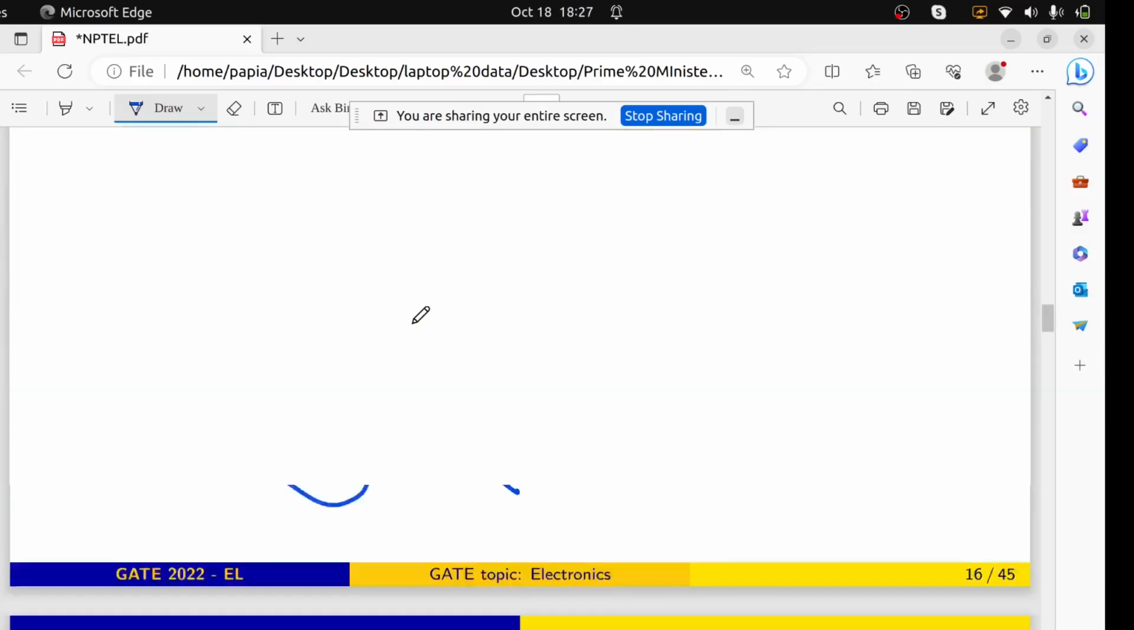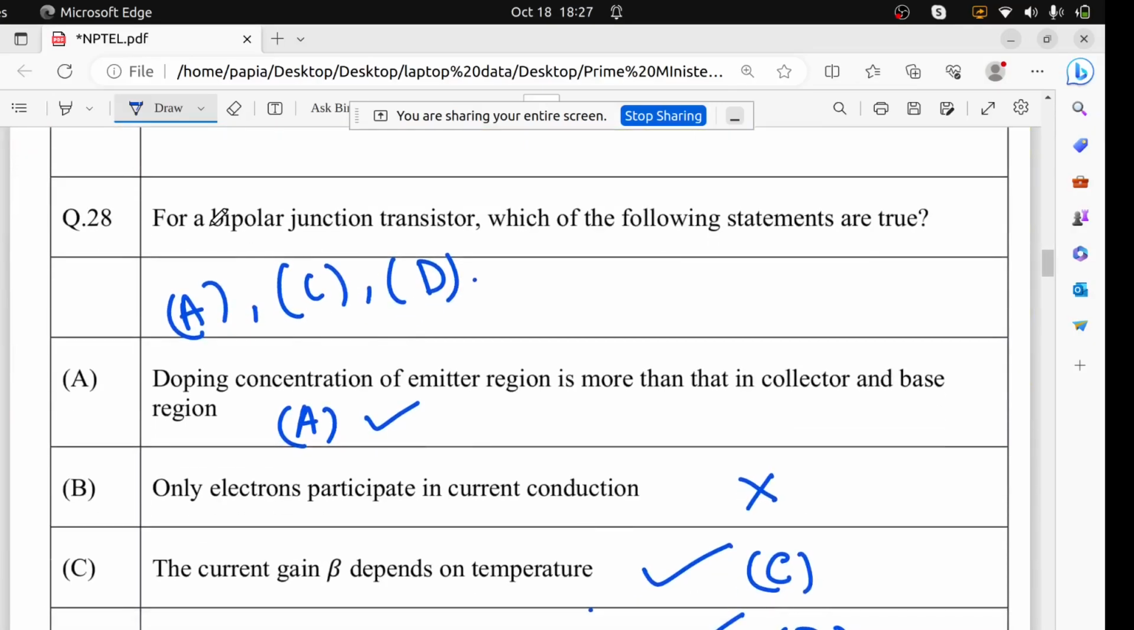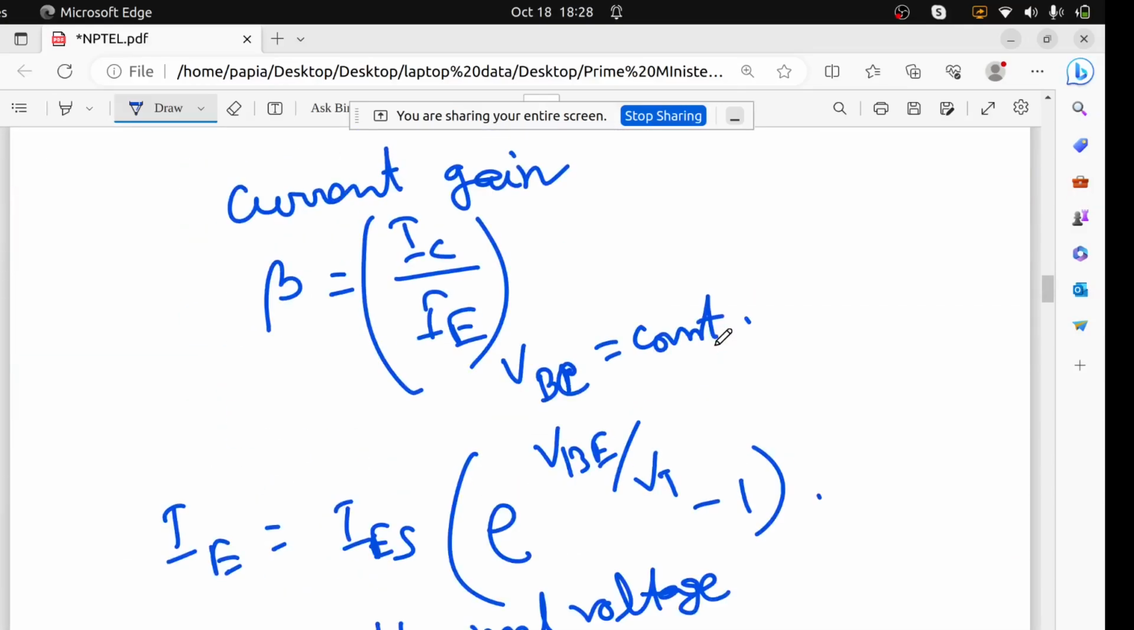Okay, but otherwise you can see right now also, this is very simple. For a bipolar junction transistor, how many statements are true? I have explained here that among these 4 options, 3 options are true: A, C and D. What are the options here? Doping concentration of emitter region is more than that in collector and base region, and the current gain beta depends on temperature, and the collector current is less than the emitter current. These 3 options will be the correct ones. Okay, and how these 3 are correct I have just explained there, and you can see it later also.